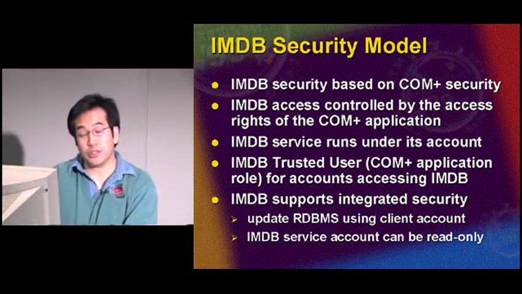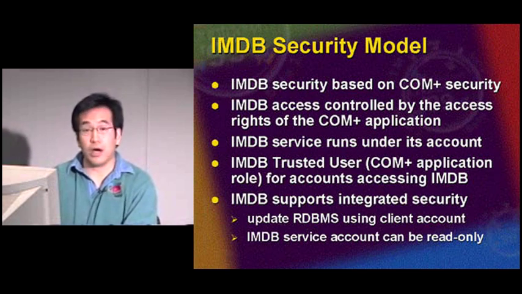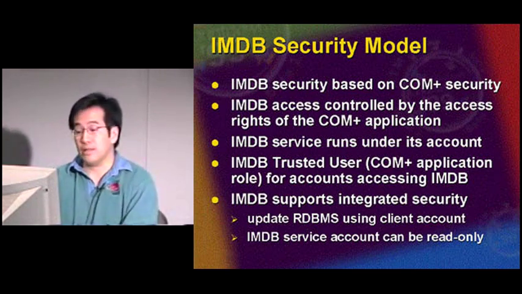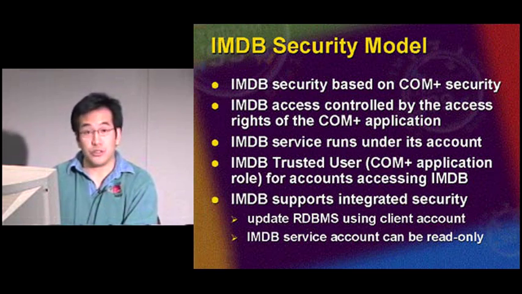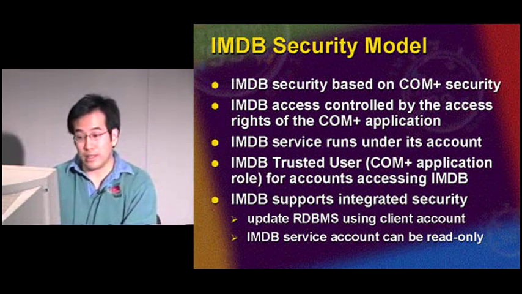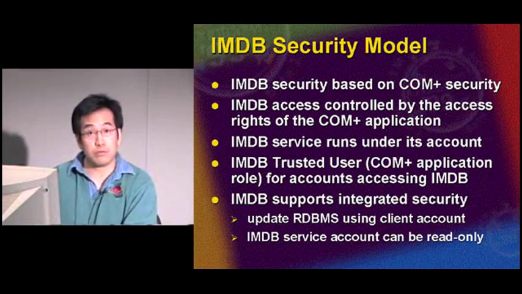The IMDb Trusted User role, which is a COM+ application role, is provided to control which accounts can access the IMDb cache itself. In this case, we recommend that you formulate a Windows 2000 domain account group and load that group into the IMDb Trusted User role. This provides a methodology for administering who can access IMDb from Windows 2000 groups.